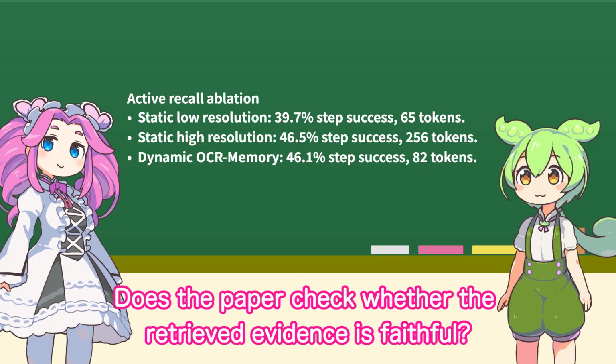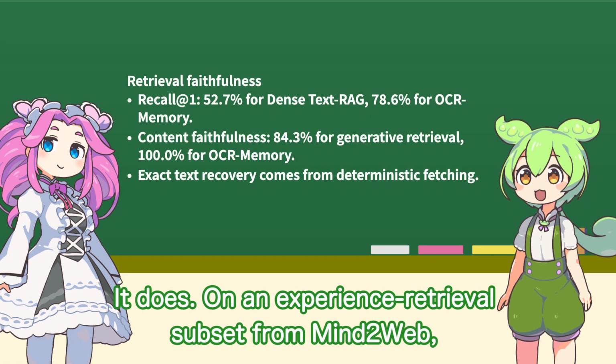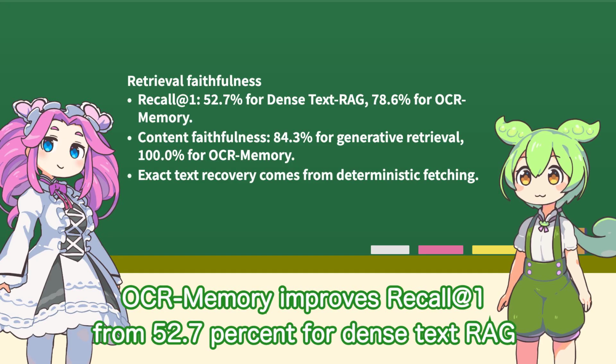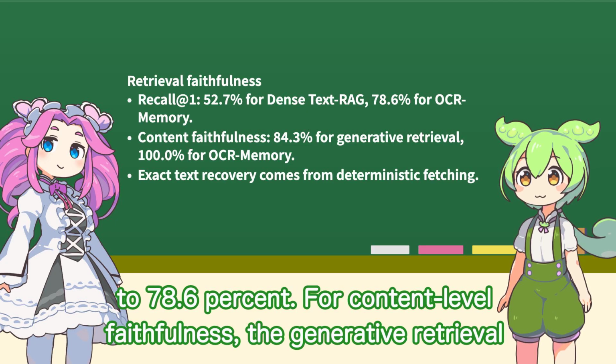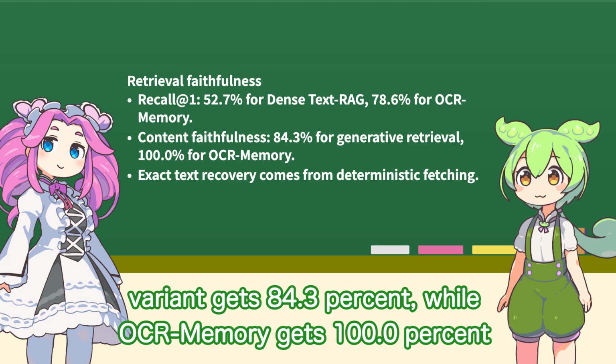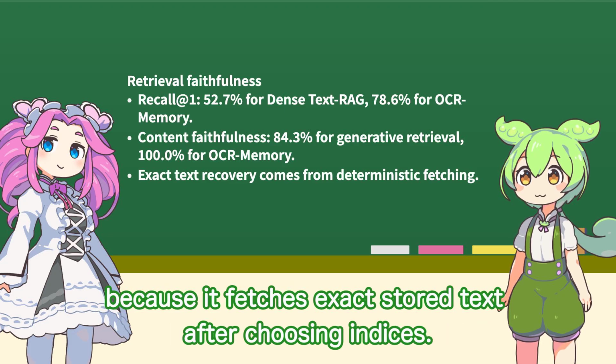Does the paper check whether the retrieved evidence is faithful? It does. On an experience retrieval subset from Mind2Web, OCR-Memory improves recall at 1 from 50.7% for dense text retrieval to 78.6%. For content level faithfulness, the generative retrieval variant gets 84.3%, while OCR-Memory gets 100% because it fetches exact stored text after choosing indices.